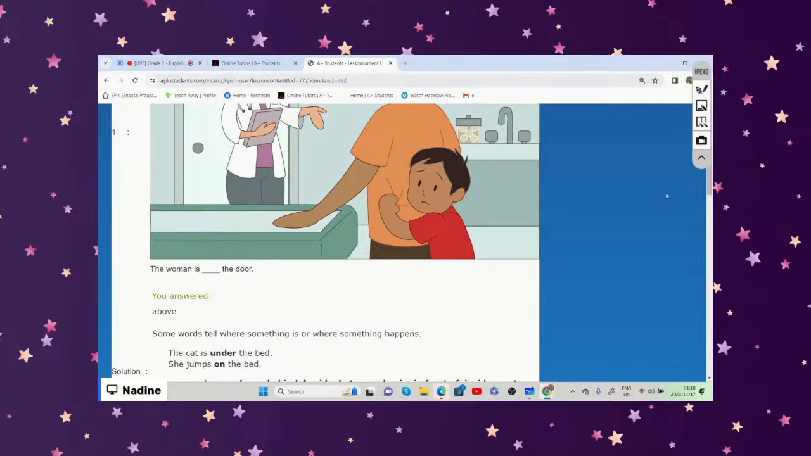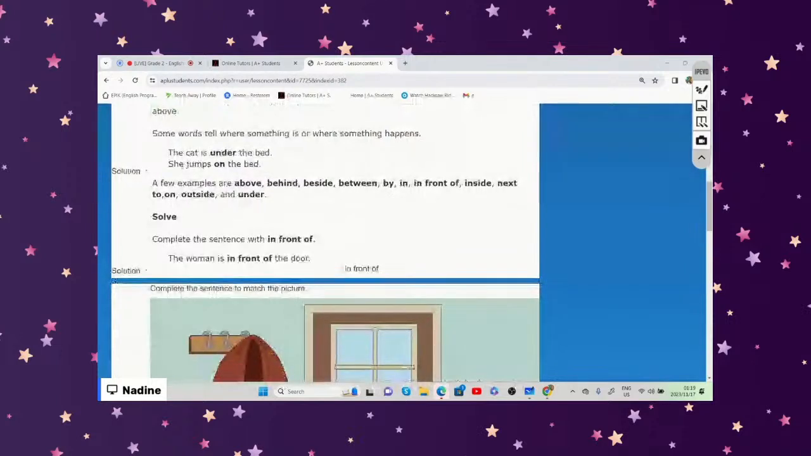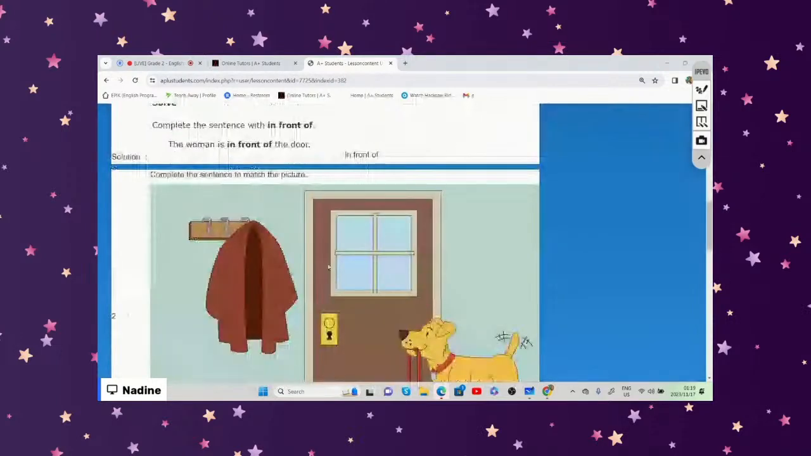So we will basically say that the woman is in front of the door. In front of the door. So the woman is in front of the door. In front of is our preposition.